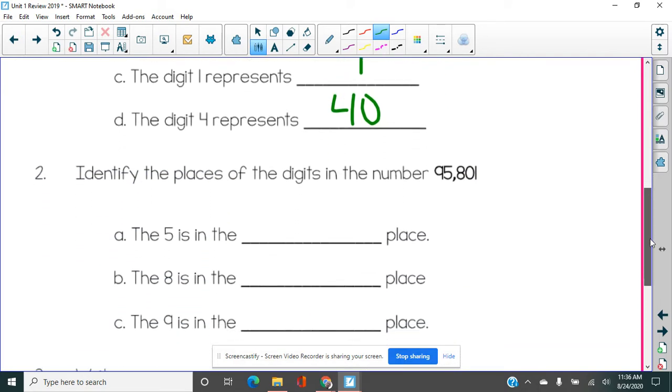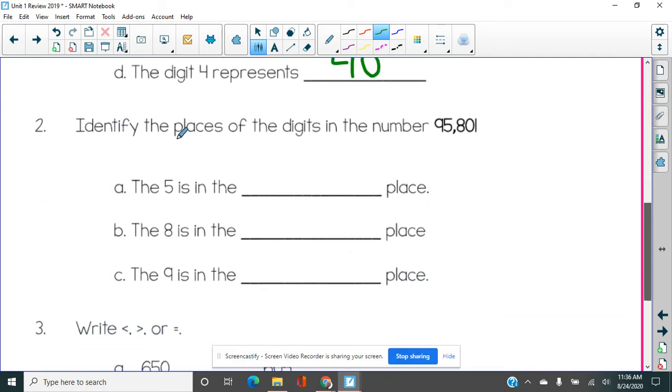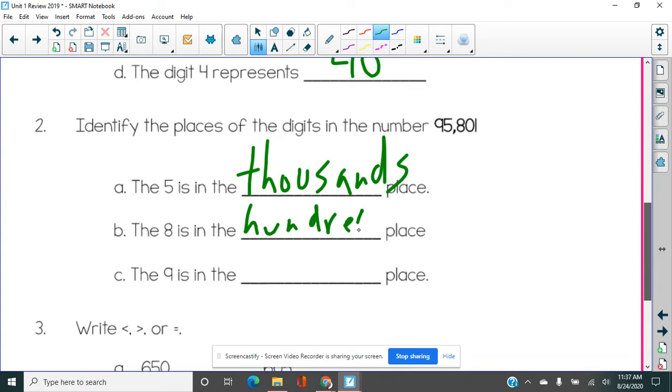Now, we're going to be asked to identify the places. So you really have to be a careful reader, of course, during math things too. Identify the places in the number. So the 5, ones, tens, hundreds, thousands. So I'm going to write thousands. Probably around there. The 8. What place is the 8 in? Did you say hundreds? It is in the hundreds spot.